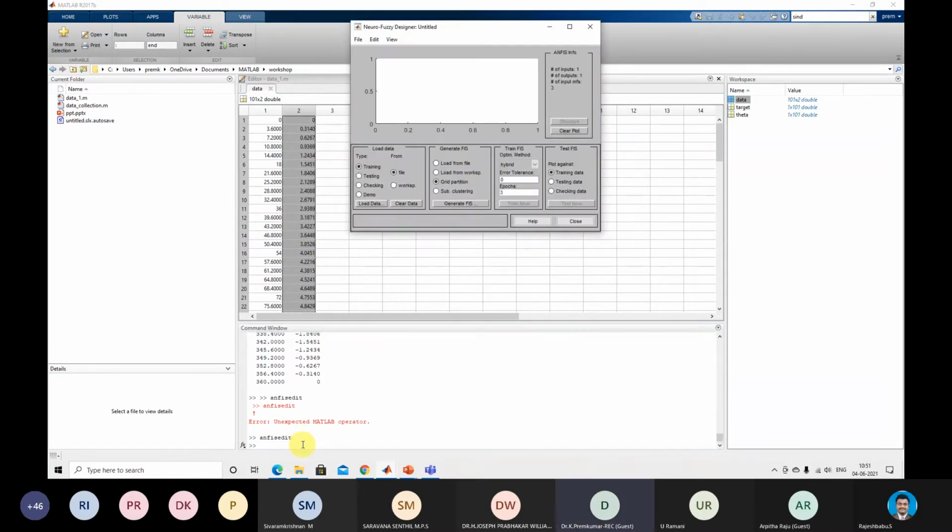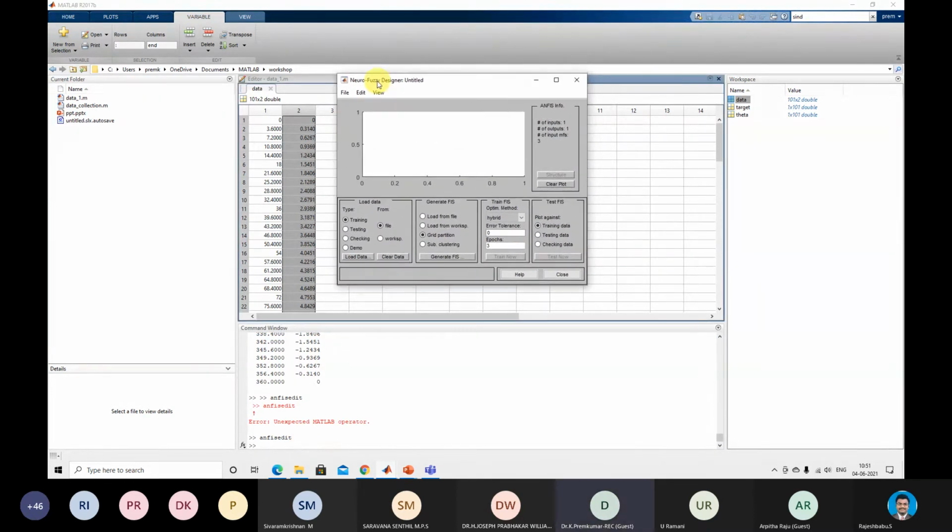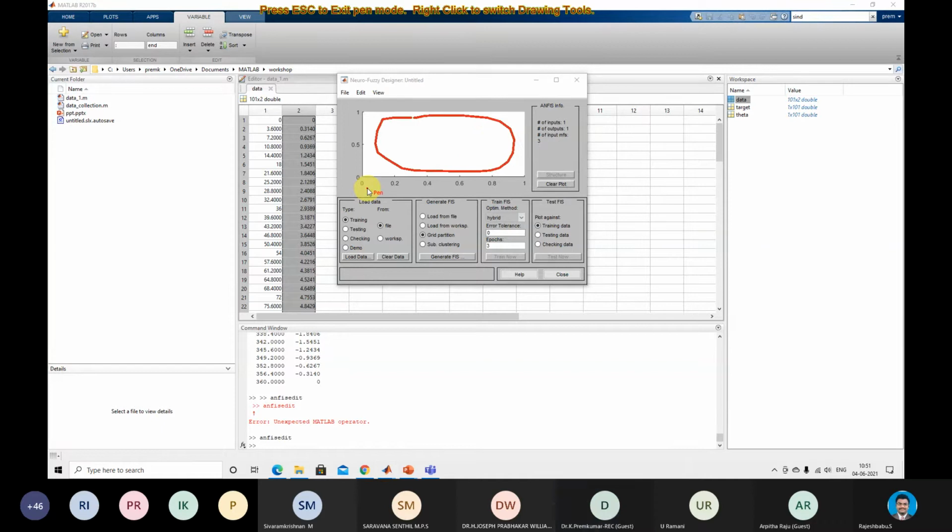So after typing anfisedit, right? You will get this window, the Neuro-Fuzzy Designer window. In this window you are going to do the training process. It has different sections, and then the output target displaying section, this one. So you are feeding some data, and the final target detail will appear here.